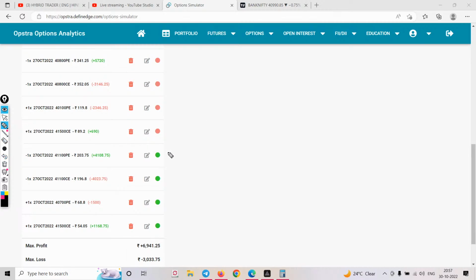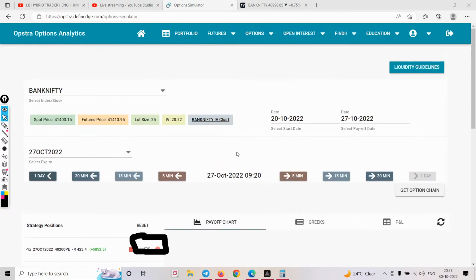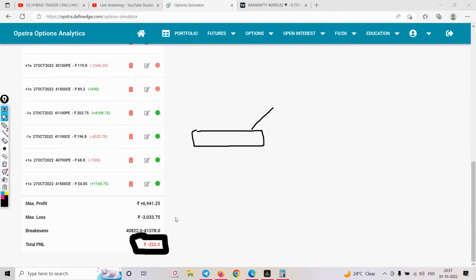I'm just scrolling down. 225. It's just 225, and we have another 1 day. So if you look at the trade, we are on the expiry. 27th is your expiry. We are at only 920. So 220 is not a big loss. At least I can wait for 10 o'clock, 10:30, 12 o'clock, unless and until this 200 becomes 1,000, 2,000, 3,000. My maximum loss is anyways 3,000.